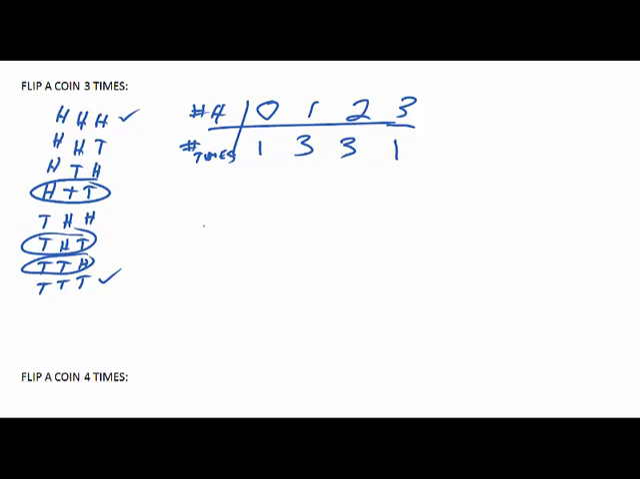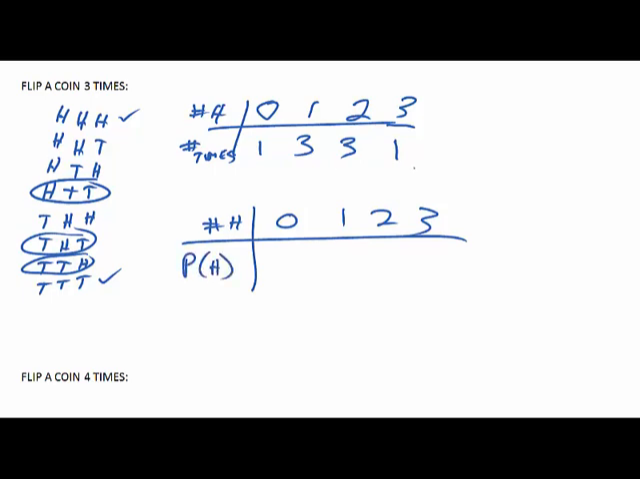So there's my frequency chart. What about a PDF for this? So number of heads could be 0, 1, 2, or 3. And if I convert those frequencies into probabilities, there were a total of 8 different outcomes that could have happened. So 1 out of 8, 3 out of 8, 3 out of 8, 1 out of 8. And again, what I have is my PDF for flipping a coin 3 times.